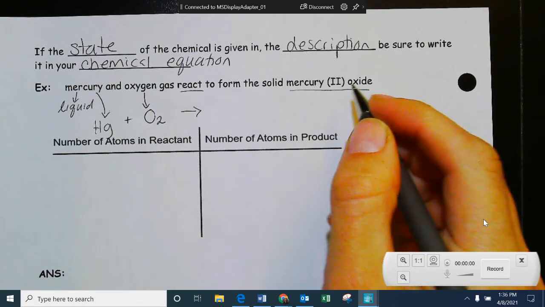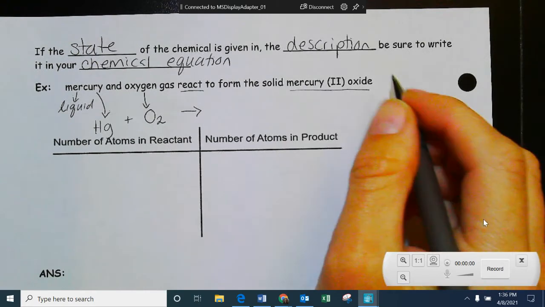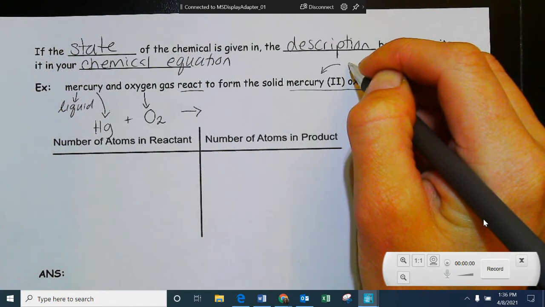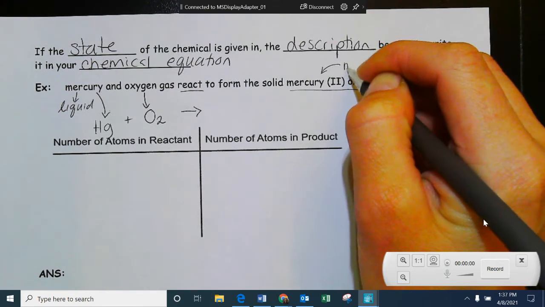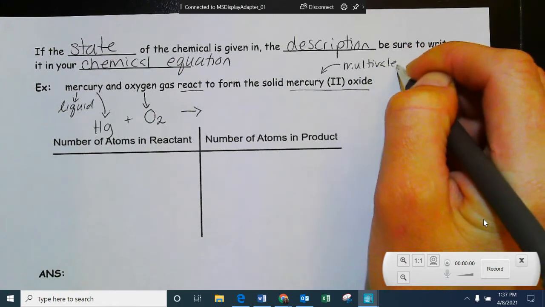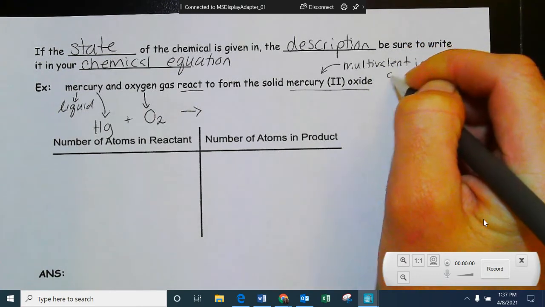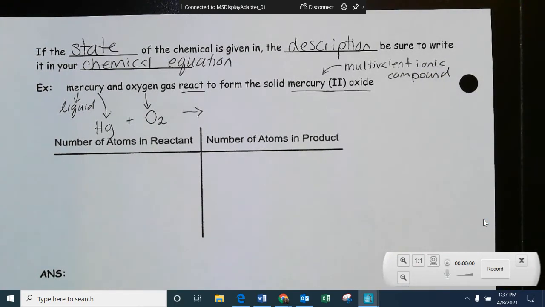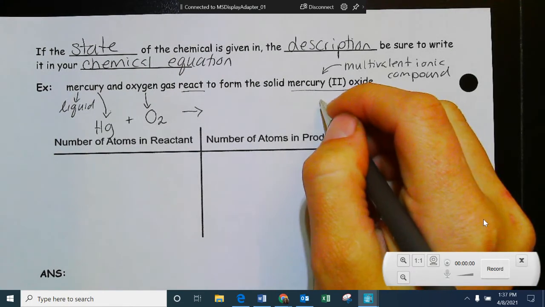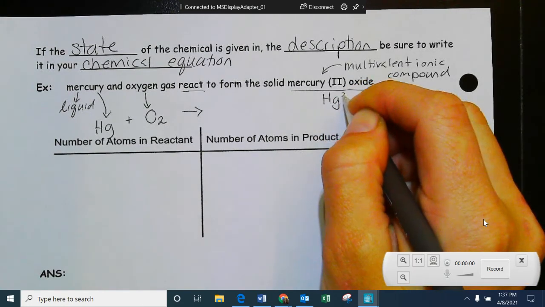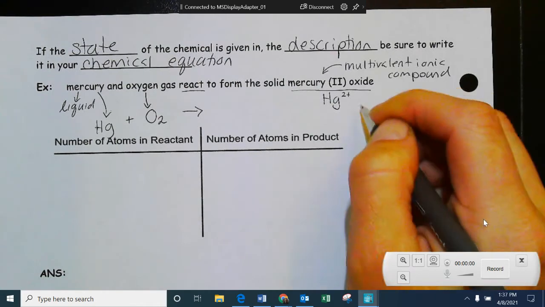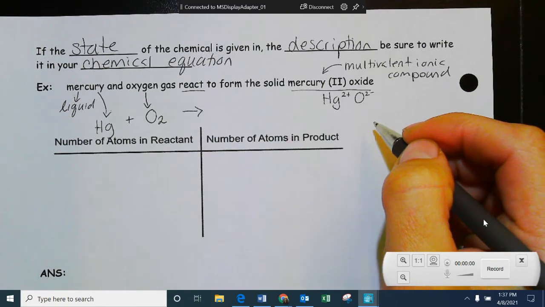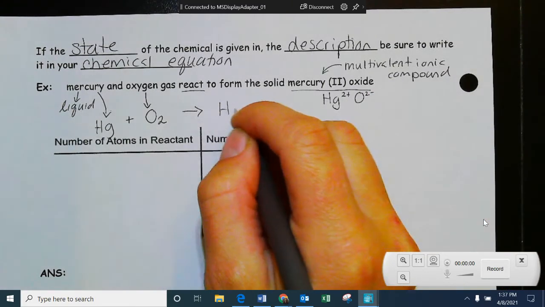Okay, so mercury 2 oxide, we're seeing a multivalent ionic compound. So we need to make sure that we're using our charges to actually write out what the formula for it is. So mercury has got a charge of 2 plus in this. Does anybody know the charge of oxygen? Yep, awesome. So we're just going to have a 1-to-1 ratio of these. So we're going to just see HgO.